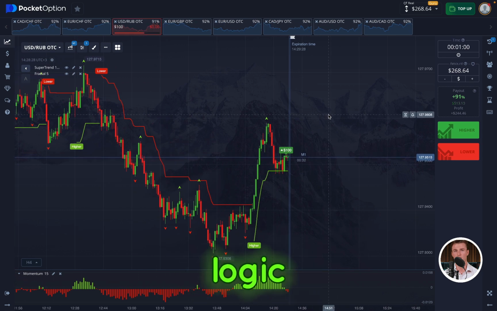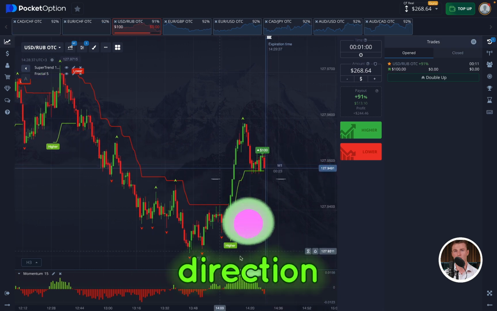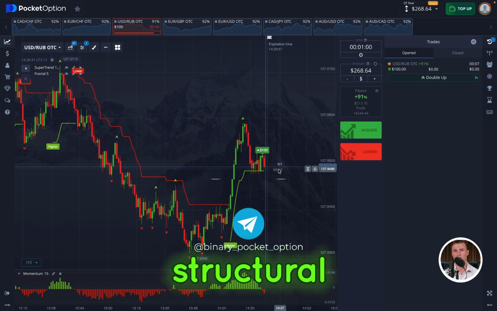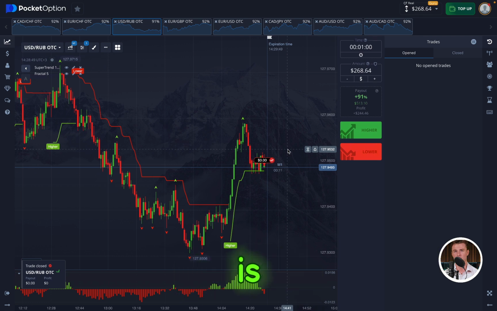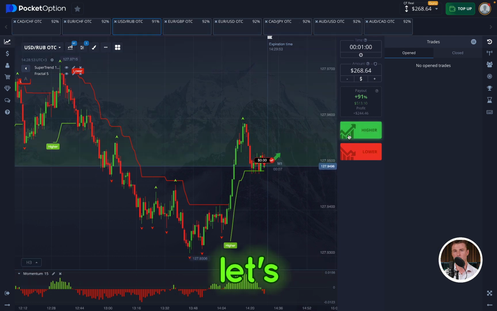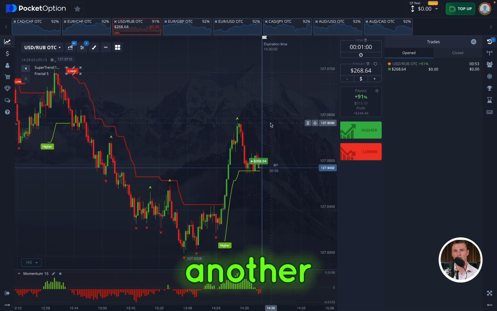The entry logic is absolutely the same. After the rollback, I open a deal in the direction of the trend dynamics. In fact, the structural minimum should be updated here. And this position is closed in the negative. Let's wait a bit. And here I'll probably open another deal to increase.